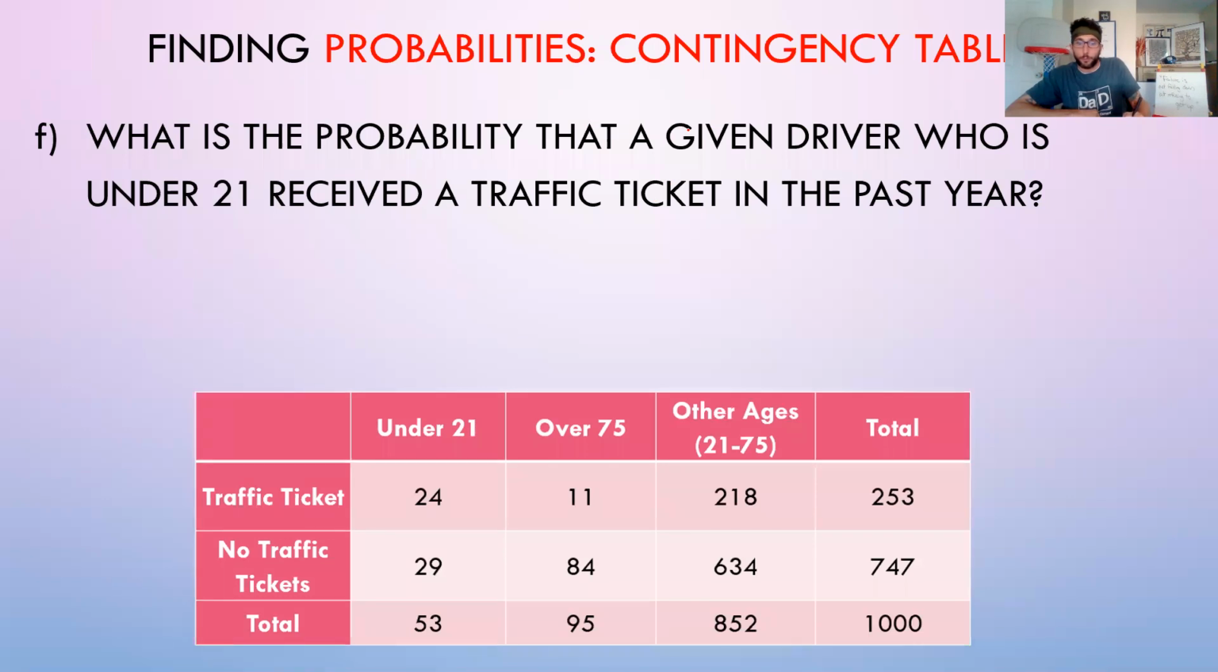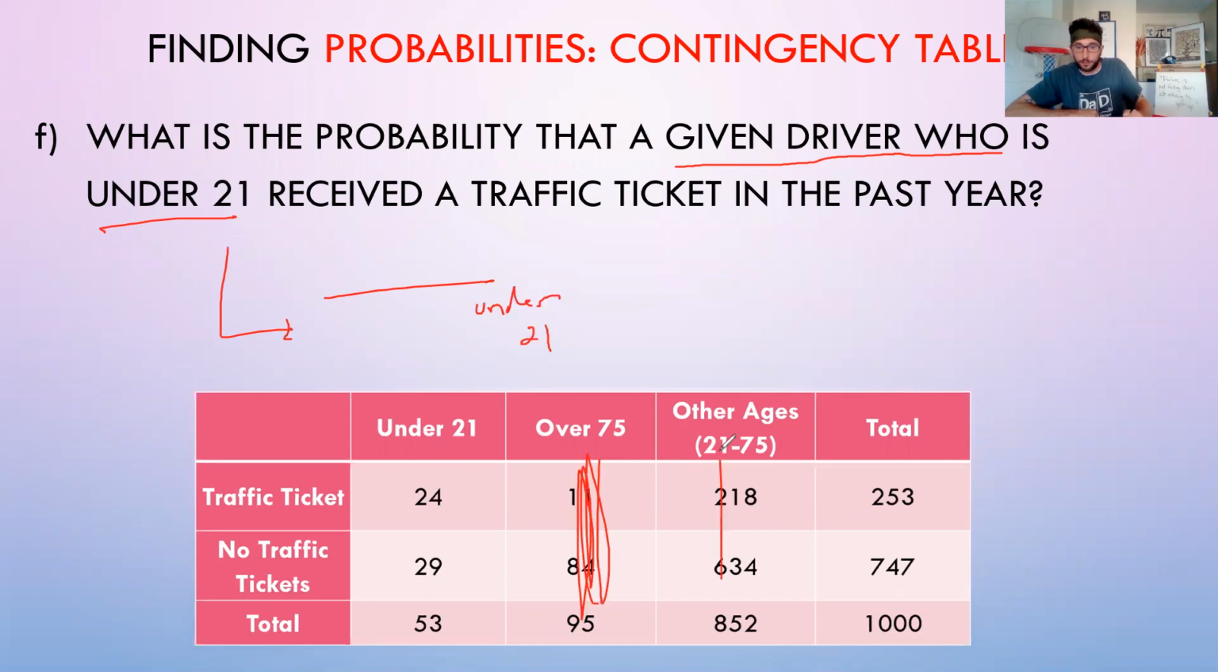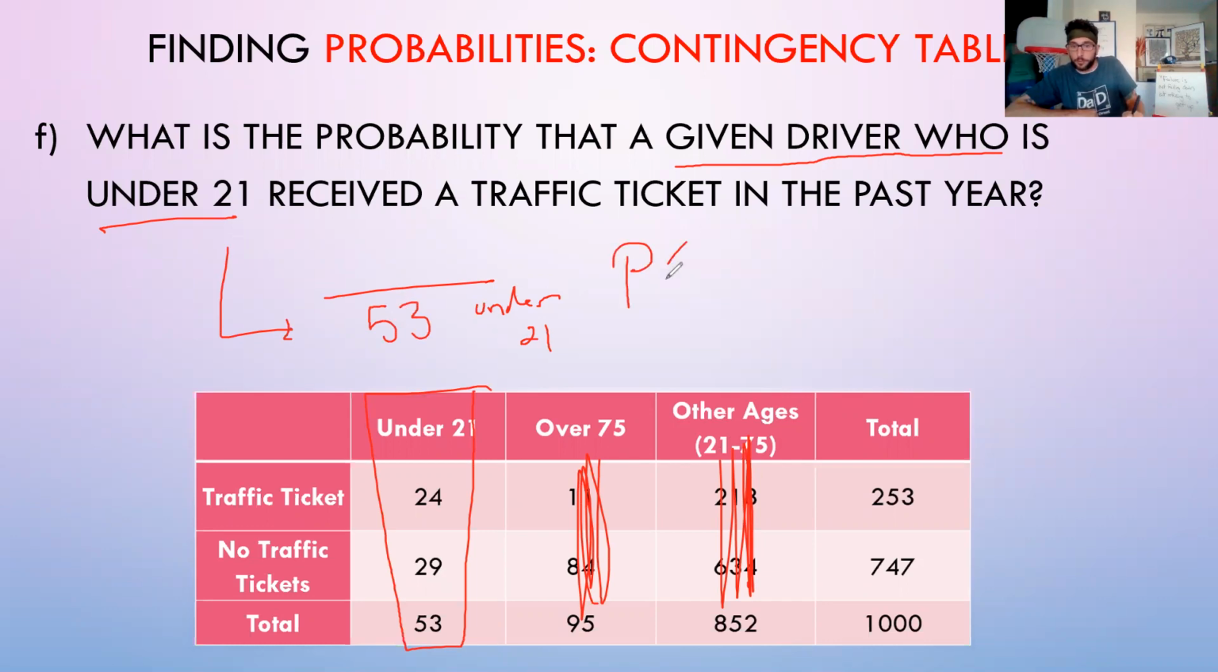So here we have more of that conditional probability. A given driver who is under 21. We only care about drivers who are under 21. So we don't care about these people. We don't care about these people. We only care about the drivers who are under 21. So we only care about 53 as our total. I'm going to write this with that other notation.